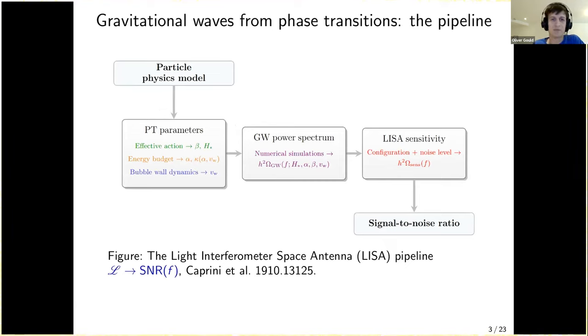So here's the pipeline for how one makes predictions for LISA from phase transitions and the gravitational wave signal that one would expect. Starting from some particle physics model, one imagines a Lagrangian like the standard model, plus perhaps some new degrees of freedom. One calculates from that particle physics Lagrangian what the phase transition looks like. So those are macrophysical quantities, phase transition parameters, like the temperature at which it happens. And then those parameters go into numerical simulations of the fluid dynamics of what happens at the transition, which gives you a gravitational wave signal, which then gets compared to the sensitivity of LISA and gives you a signal to noise ratio.